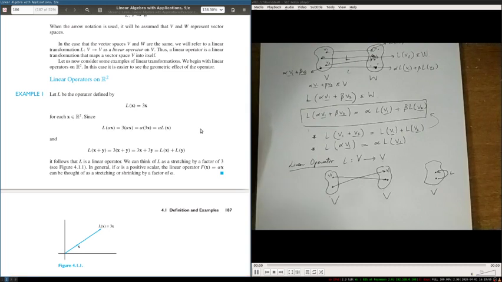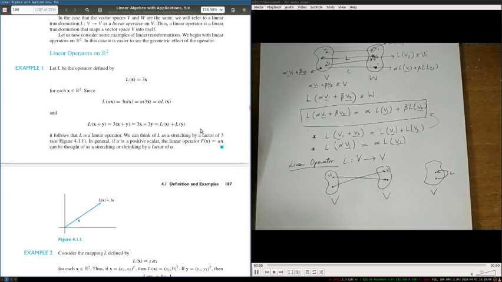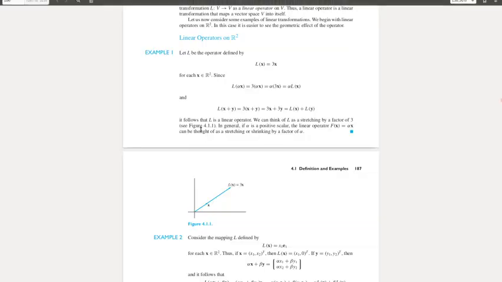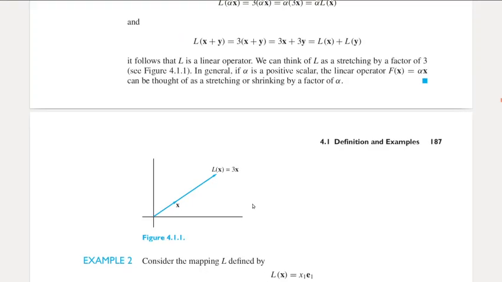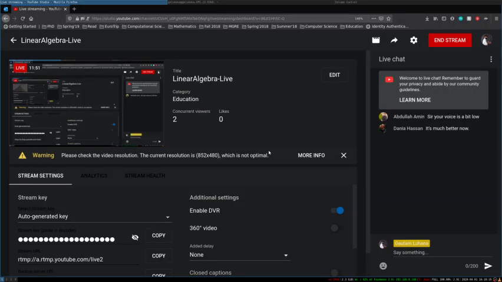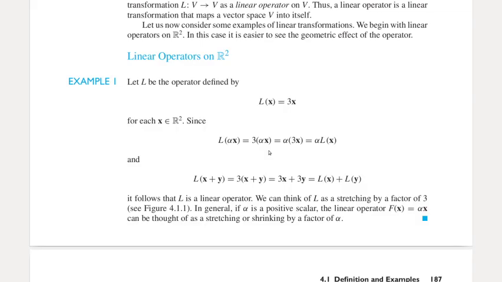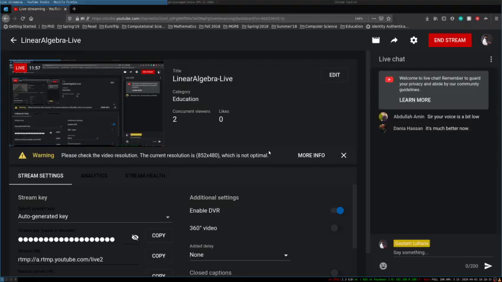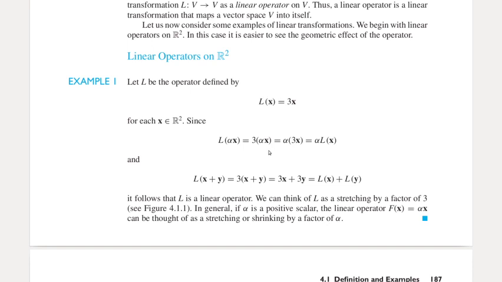Okay, so let's try a few examples. The first example we have here is from the vector space R2, which is the two-dimensional real space. This linear transformation takes the vector x and maps it onto 3 times x.